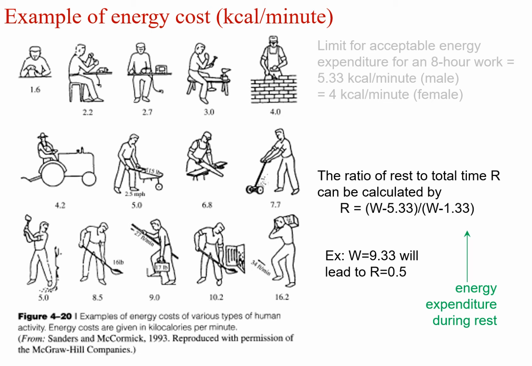The ratio of rest time to total work time R can be calculated by this equation. So let's say if a male worker needs to perform a task that requires 9.33 kilocalorie per minute, R will be 0.5, meaning that our worker should work 50% of total working time. For example, he may work 1 hour, then rest 1 hour, then work another hour, and so on. Also, we should note that 5.33 in the formula is a limit for male worker. If we consider a female worker, this 5.33 will be replaced by 4.